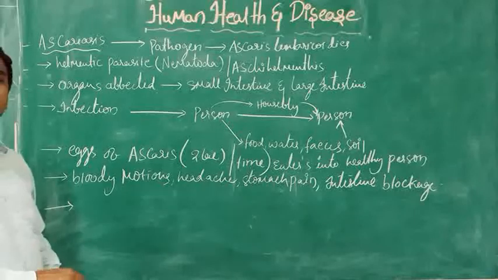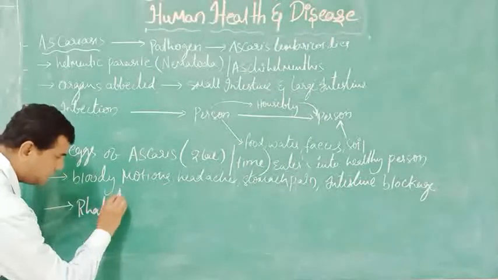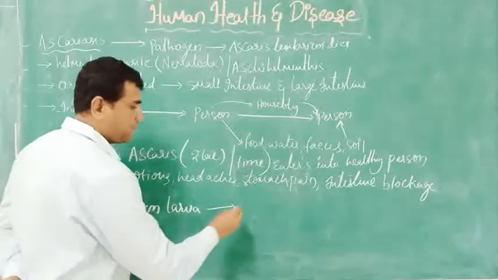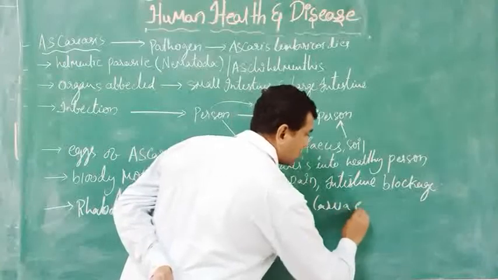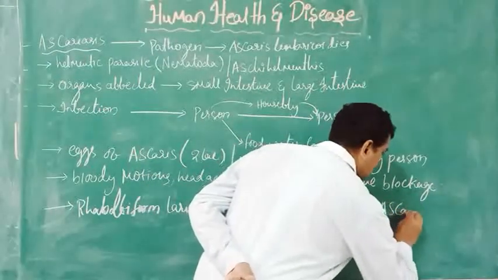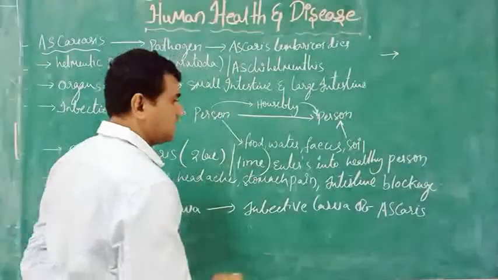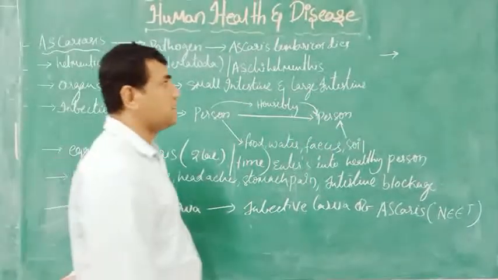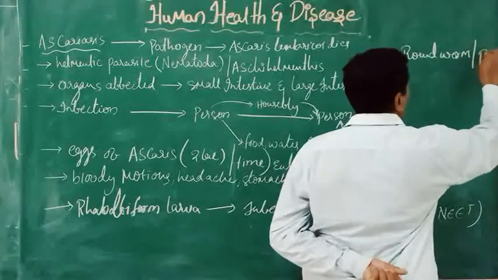The infective form is the larva, the infective larva of Ascaris. These are also extra points, but concerned with the main point of view, so they are important. It is also called roundworm or pinworm.